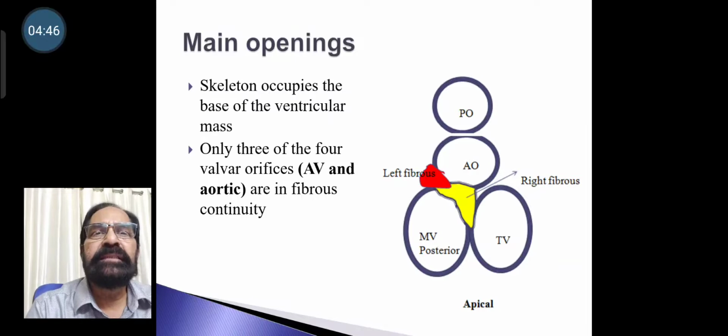The fibrous skeleton occupies the base of the ventricular mass. Only 3 of the 4 valvular orifices, that is the atrioventricular valves and the aortic valve, are in fibrous continuity. That is, mitral valve, tricuspid valve and aortic valve are in fibrous continuity.